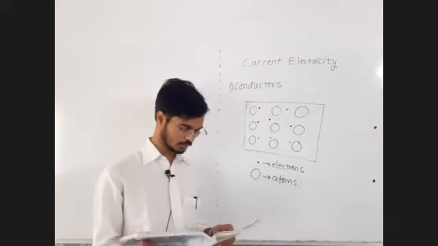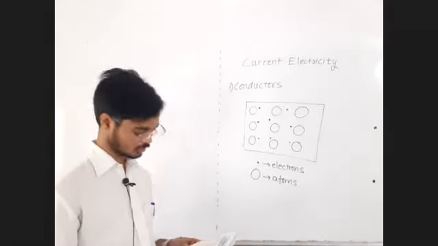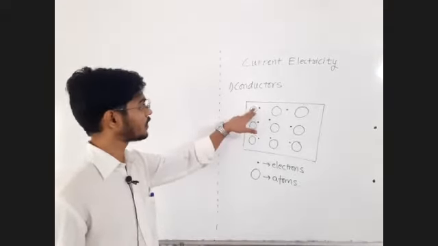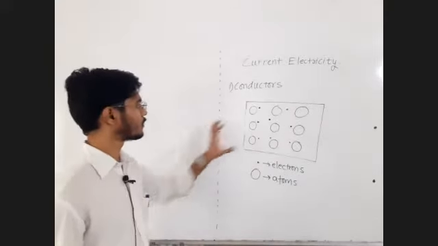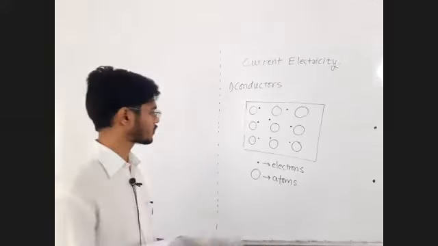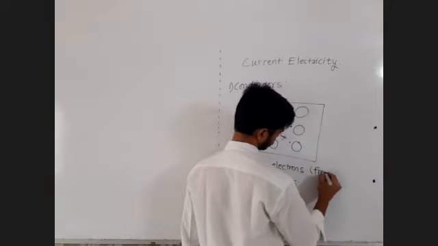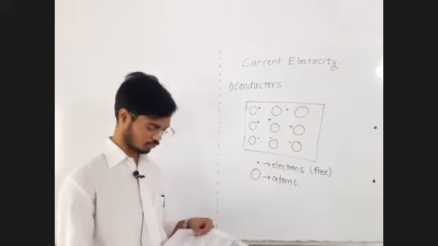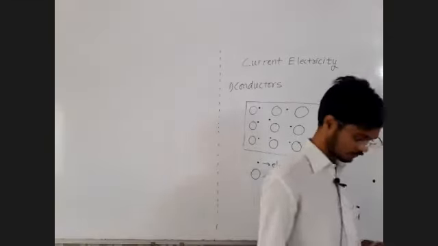These electrons are called free electrons. They are not bound to the parent atom. They can wander here and there, move here and there, inside the body of the material. Free means free to move.